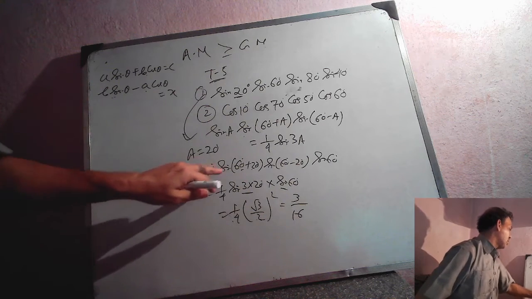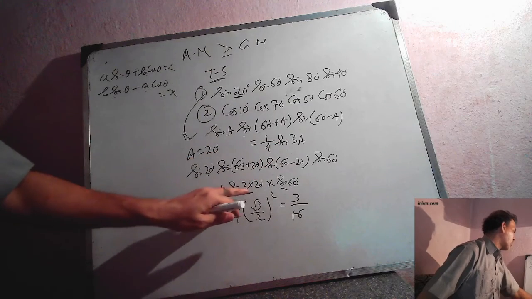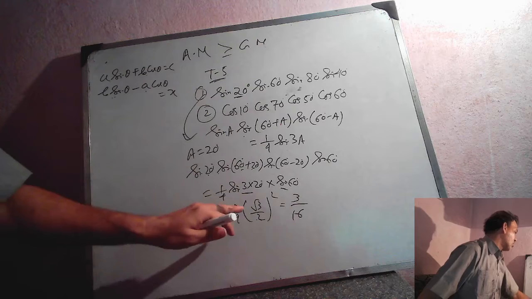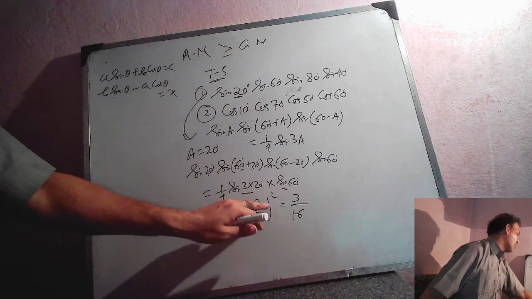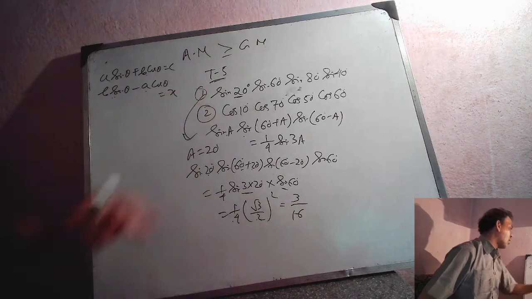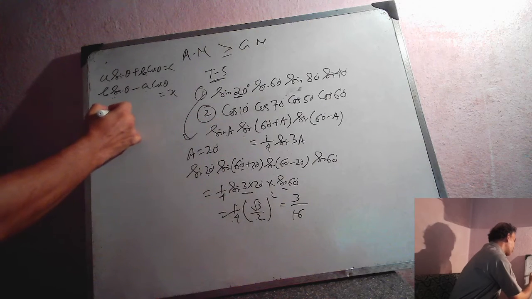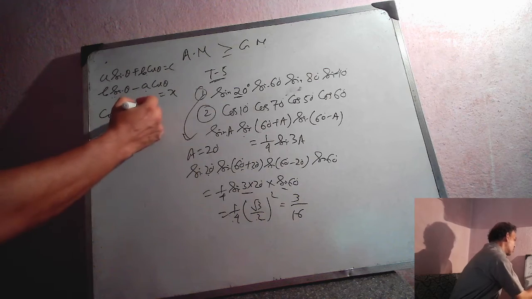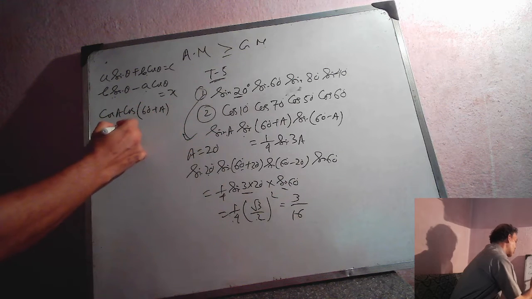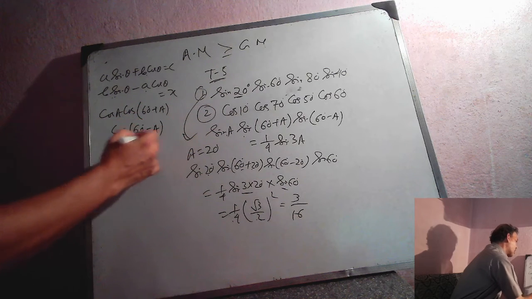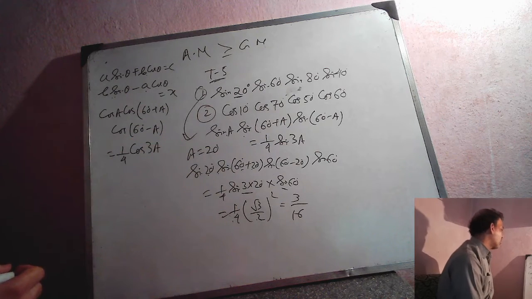Sin 20 into sin(60 plus A), sin(60 minus A) equals 1 by 4 sin 60. Sin 60 equals root 3 by 2. It is also sin 60, so root 3 by 2 whole square, 3 by 4 into 4, 16. So our answer will be 3 by 16. Similarly, cos A into cos(60 plus A) into cos(60 minus A) will be 1 by 4 cos 3A.